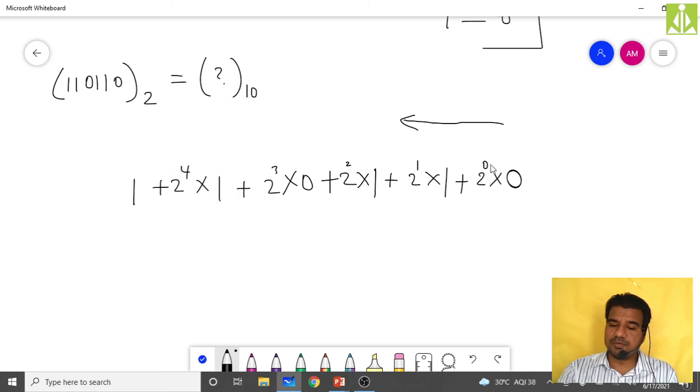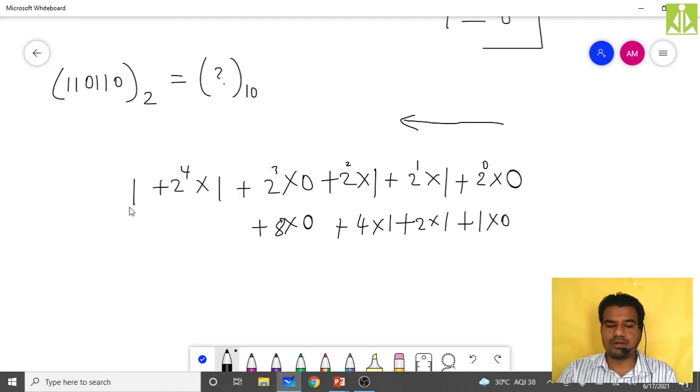How come? 2 power 0 is 1, isn't it? 2 power 0 means 1. Remember this one. 1 multiplied with 0 plus 2 power 1 which is 2. 2 multiplied with 1 plus 2 power 2, 4 multiplied with 1 plus 2 power 3, 8 multiplied with 0 plus 2 power 4. And the last one also we have, so for this also multiply with 2 and 2 power 5. Okay. 2 power 4 is 16 multiplied with 1 plus 2 power 5 is 32 multiplied with 1.